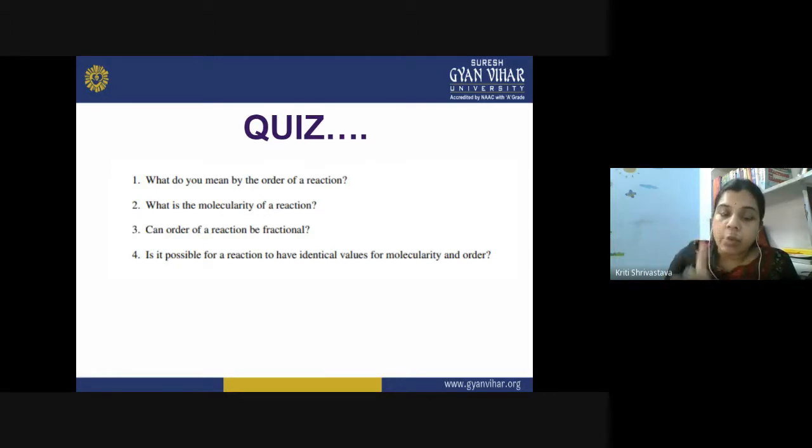Now, is it possible for a reaction to have identical values for molecularity and order? That is a very important question here. Can we have both values the same for a particular chemical reaction? Just try to find out different examples, and if you get any example in which the molecularity and order are the same, please write it down. Generally, molecularity and order are not the same. In the previous example, in the decomposition of NO2, the molecularity was 1, but the order was 2. So try to find out all these values.